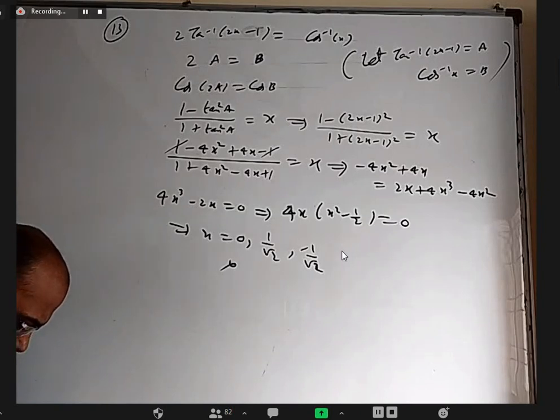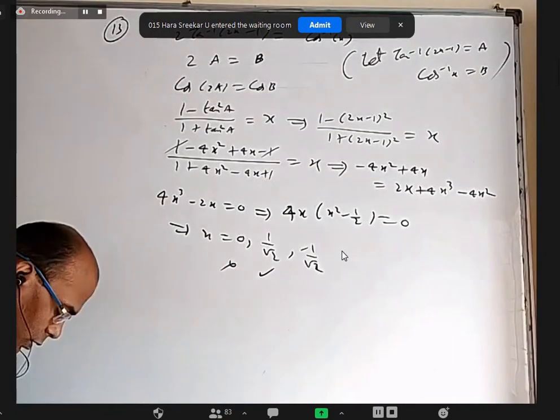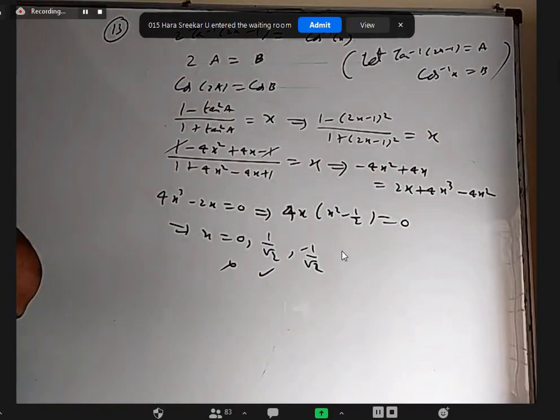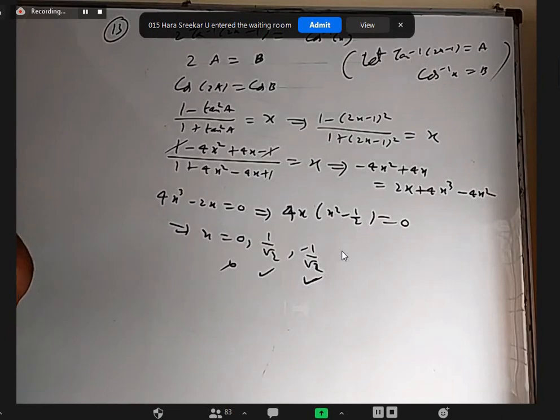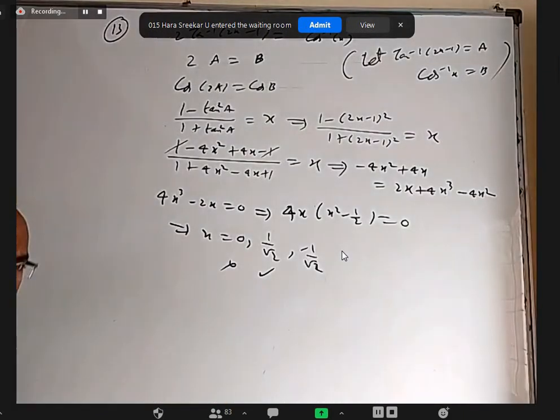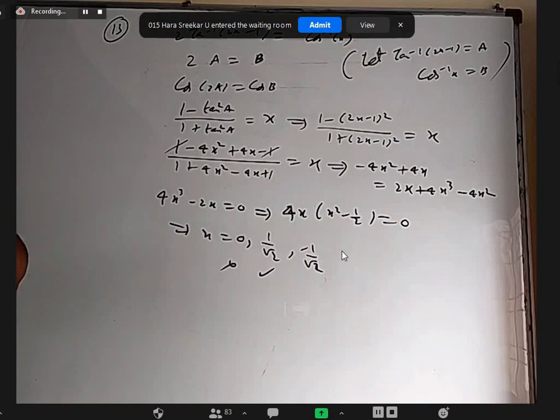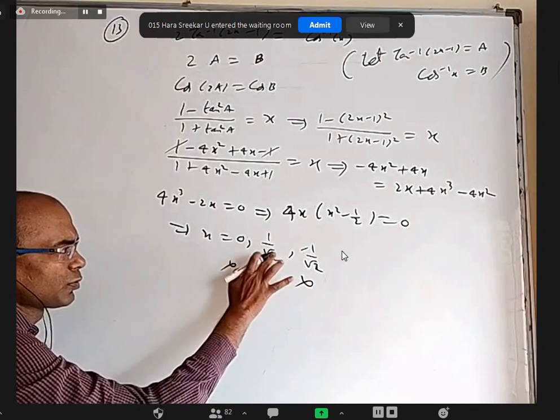When I put 1 by root 2, tan inverse is 15 degrees and 2 into 15 is 30, that is also 22 and a half and 45, that's fine. Minus 1 by root 2: right side is 135 degrees and left side is also 67 and a half, that is also fine. No, minus 1 by root 2: left side is not 67 and a half, it is minus 67 and a half. Not equal. So plus 1 by root 2 is the only answer.